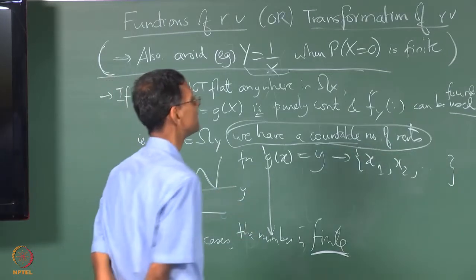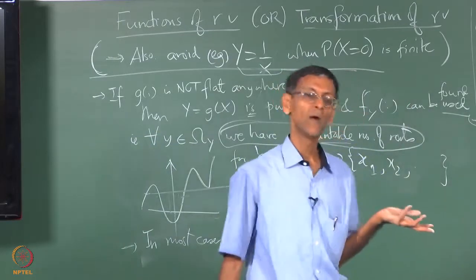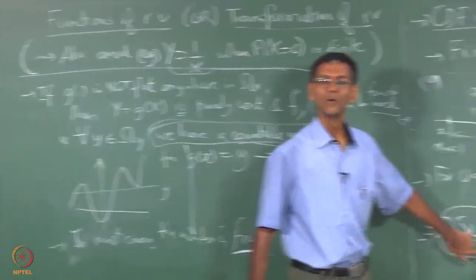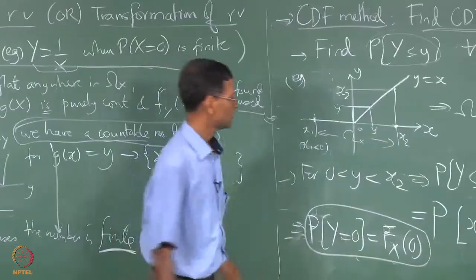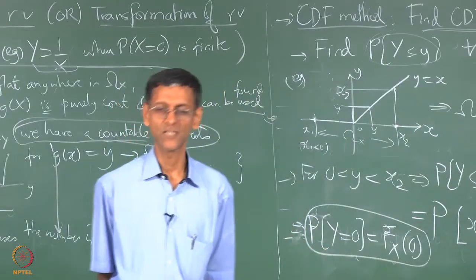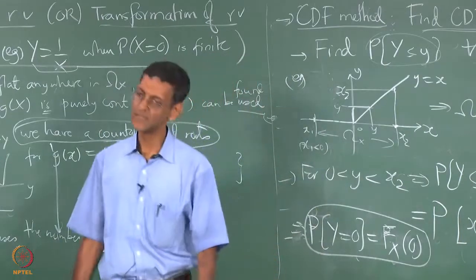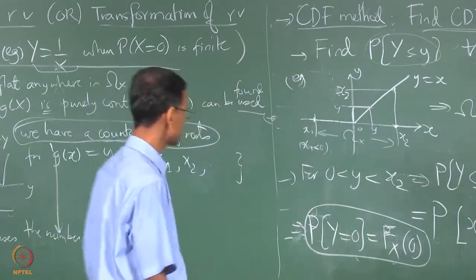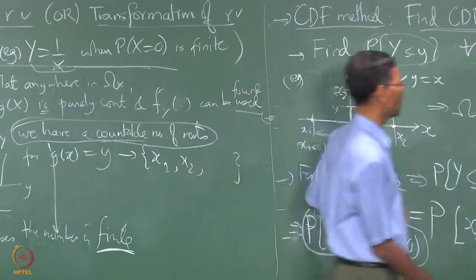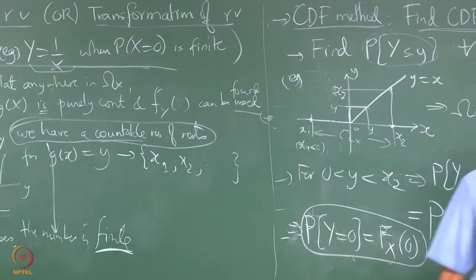So y is no longer purely continuous, y has this finite probability at 0, and therefore the CDF is the only tool we have in this situation. So it turns out for simple cases like this, the CDF can be used. So what is the plot of the output CDF? The plot of the output CDF shows a jump at 0.